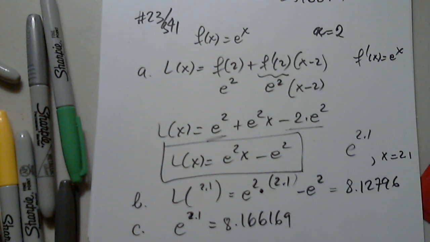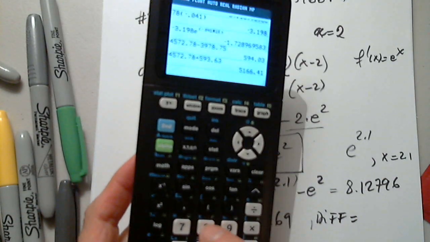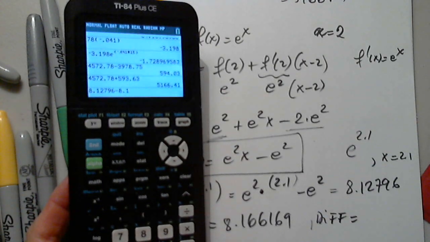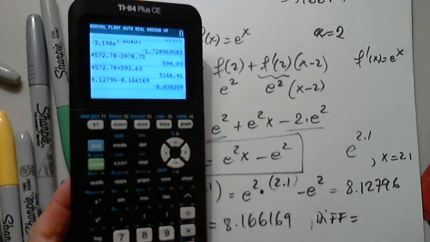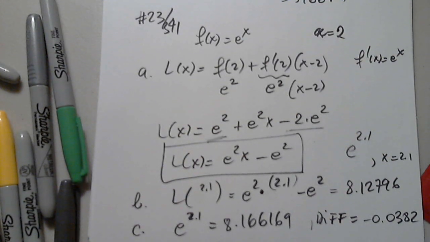Okay, back to the book. Okay, and then what is the difference between the approximation, the first one, minus the second one? If you go back to the notes, you'll see similar examples. So the difference, and I have 8.12796, and I subtract 8.166169. Negative 0.0382. They have to be very close. If you don't get them to be close, then something is wrong. That's when we say, oops. Okay.